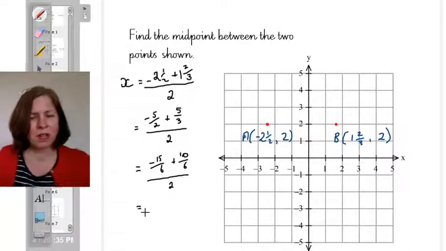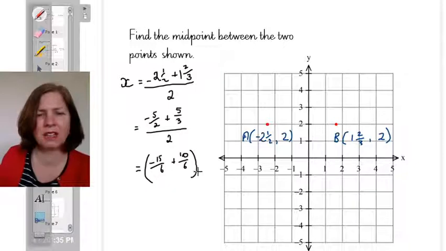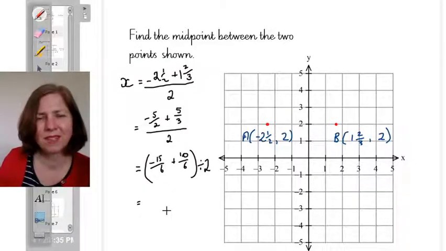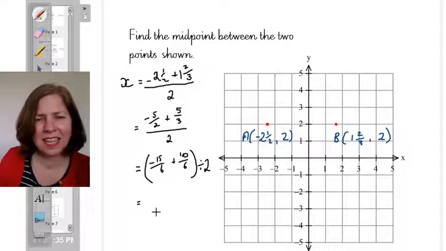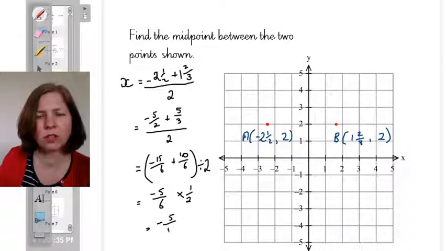So in fact, what I might do, instead of writing it like that, is I'll just put brackets around it and say divided by 2. Okay. Add these together, I get -5/6. And if I want to divide a fraction by 2, that's the same as multiplying by a half. So I get -5 over 12.